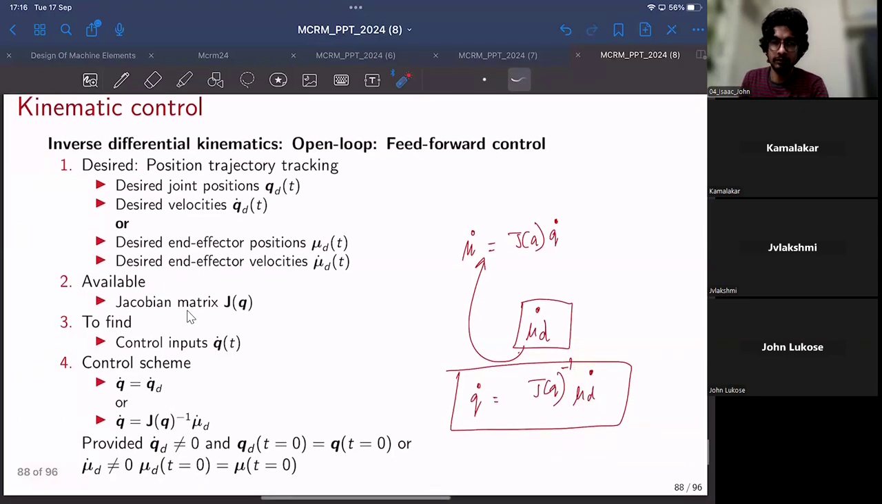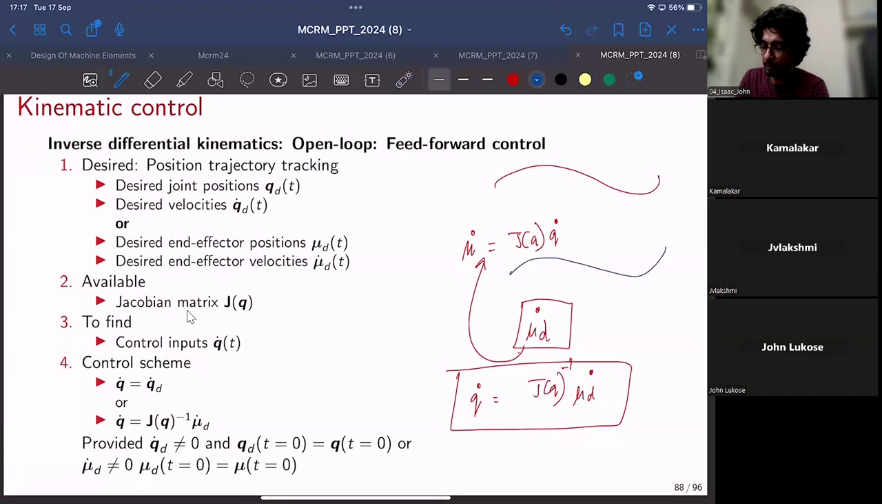Also, we have to ensure that the initial position of the desired trajectory and the initial position of the actual trajectory are equal at time t equal to 0. Otherwise, your desired trajectory would be something like this, and the actual trajectory would be at a different place. It'll probably execute a similar curve, but there is always going to be a finite gap between the desired and actual positions.